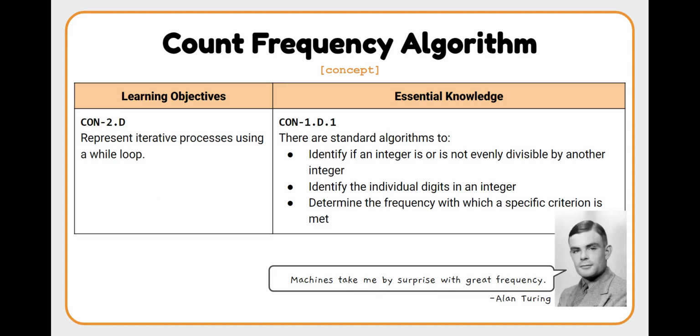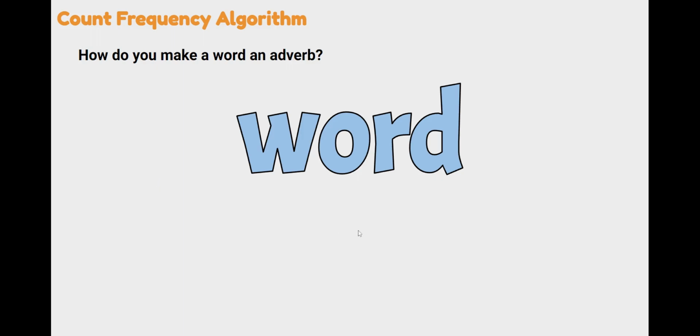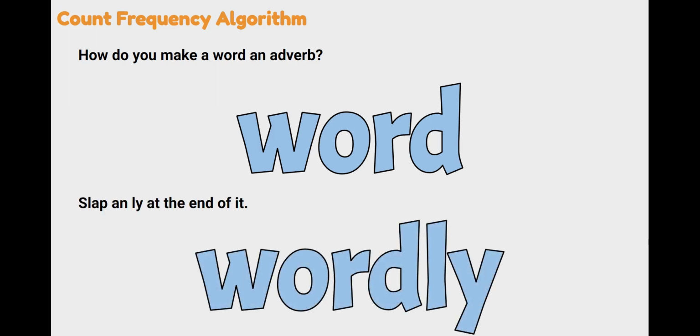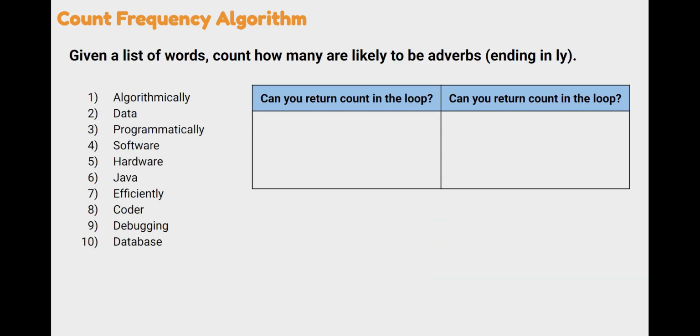Another algorithm, the count frequency algorithm, same learning objective, represent iterative processes using a while loop. How do you make a word an adverb? Well, that's easy. You just slap an ly at the end of it, and then you can turn any word into an adverb. All right, that's not how English works, but I'm not trying to teach you English. I'm trying to teach you computer science. So for our sake, let's just pretend that any word with an ly is an adverb. So we want to count how many words are likely to be adverbs, how many words end in ly.